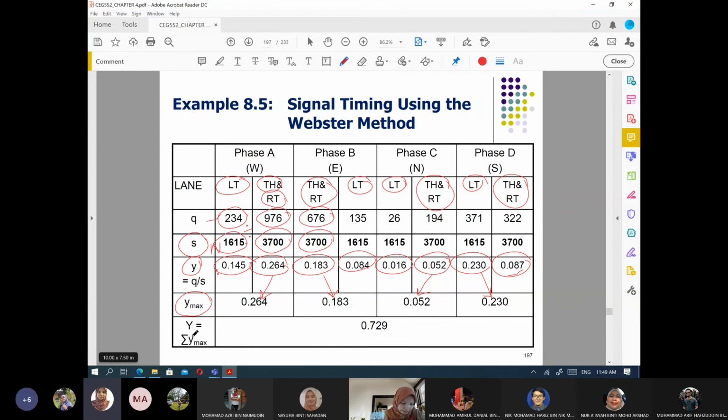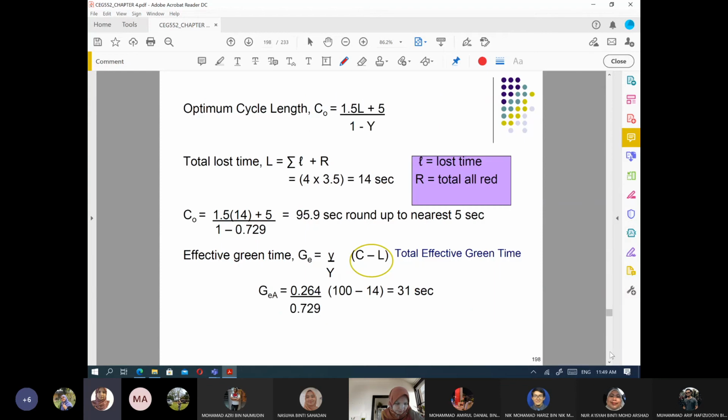Okay, then dia kata cari Y capital, Y besar. Y capital is the summation of Y maximum for each phase. So you just sum up all those value and put it here. Then you can get your capital Y. Okay. Right, then you find your C0. C0 is 1.5 times L plus 5 divide by 1 minus Y.